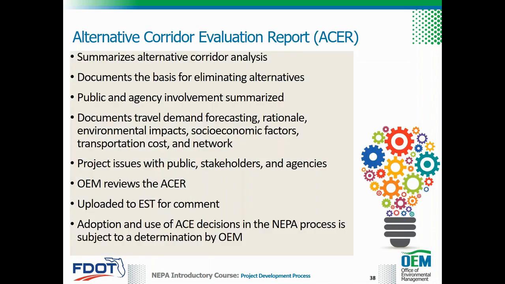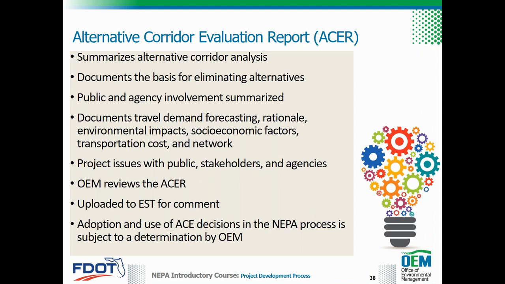The Alternative Corridor Evaluation Report documents the alternative corridor analysis and the alternatives that were eliminated from further study or otherwise carried forward into the PD&E study. Documentation regarding the elimination of alternatives in the Alternative Corridor Evaluation Report must be included in the project file for the NEPA process. It is critical to properly document the methodology, analysis, public and agency involvement, and resulting planning decisions in the ACER to ensure that these analyses meet the requirements for use in the NEPA process.